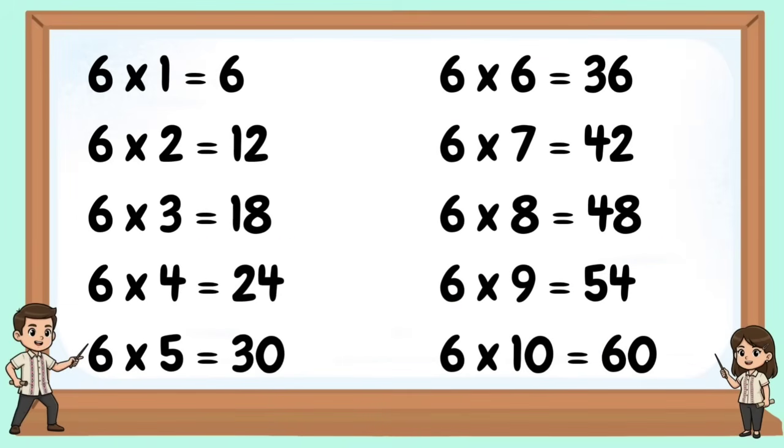6 times 1 is equals to 6. 6 times 2 is equals to 12. 6 times 3 is equals to 18. 6 times 4 equals 24. 6 times 5 equals 30. 6 times 6 equals 36. 6 times 7 equals 42. 6 times 8 equals 48. 6 times 9 equals 54. 6 times 10 is equals to 60.